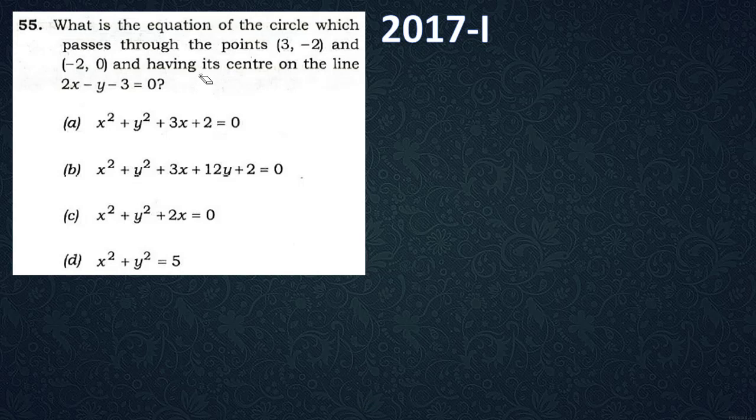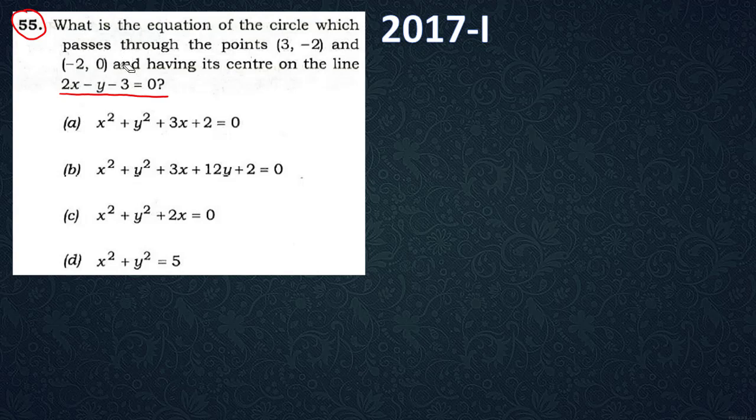What is the equation of a circle which passes through the points 3, minus 2 and minus 2, 0 and having its center on the line 2x minus y minus 3 equals to 0? So what you will do? Do you solve this question? No. We will use our buddhi and we will directly tick mark the correct answer.